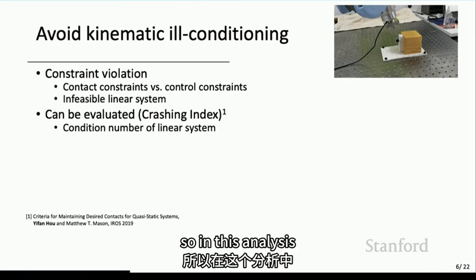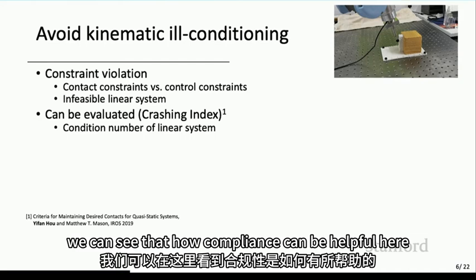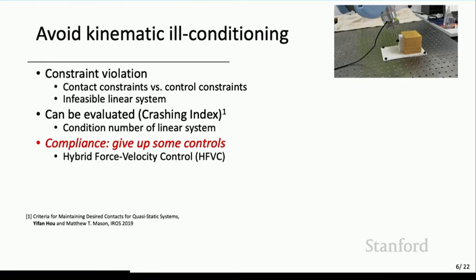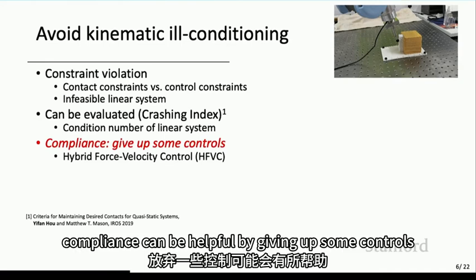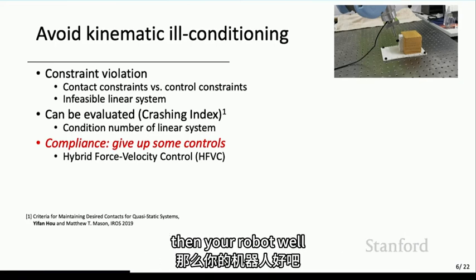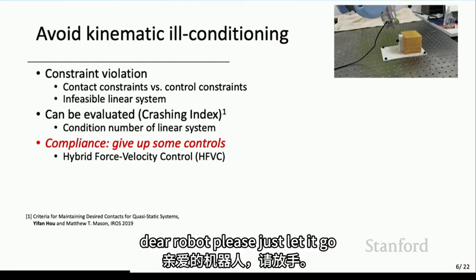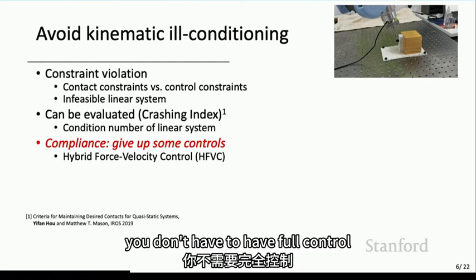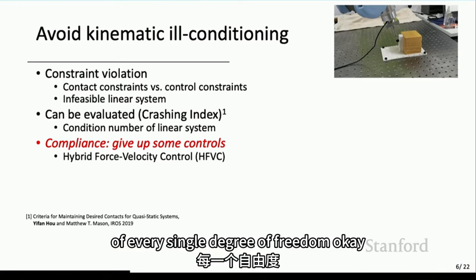So in this analysis, we can see how compliance can be helpful here. Basically, compliance can be helpful by giving up some controls. If there are already constraints in the system, then your robot, well, dear robot, please just let it go. You don't have to have full control of every single degree of freedom.